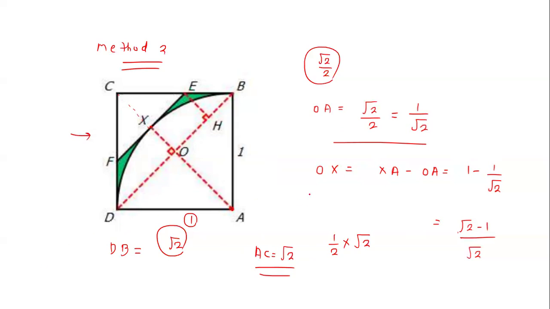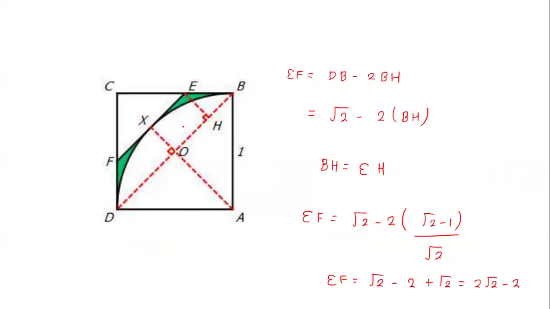Now you see, this OX length we can write like this: X length, which is the radius of the quarter circle, which is 1, minus this OA length. So it is 1 minus 1 by root 2, which is root 2 minus 1 divided by root 2. So this is the value of the OX length. And this EF length we can also calculate.